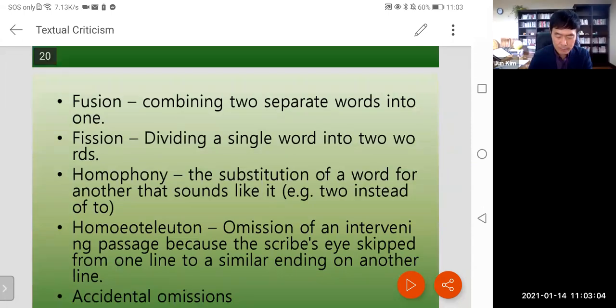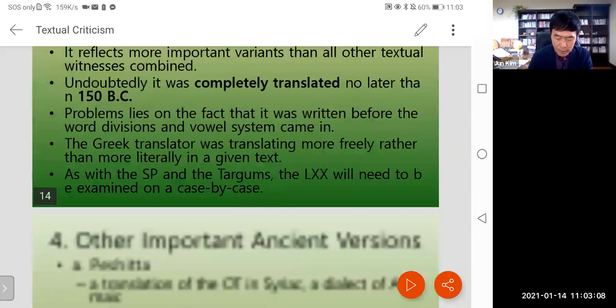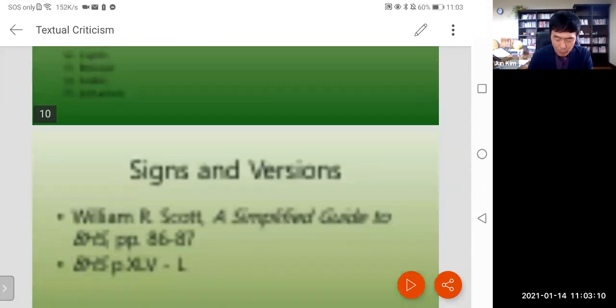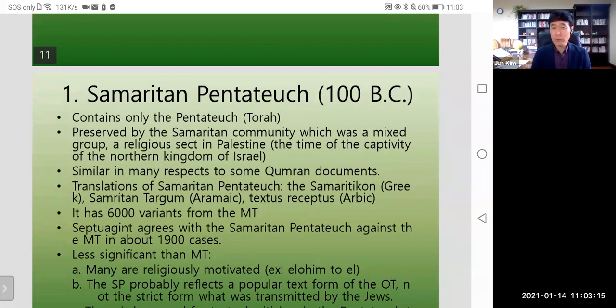Let's go back. Now, I provided all the explanation of the characteristic of some of the manuscripts and versions. I don't want to really read it through, as you can do it by yourself. Just spend some time to read it, okay? It is just information about the characteristic of some manuscripts and versions.